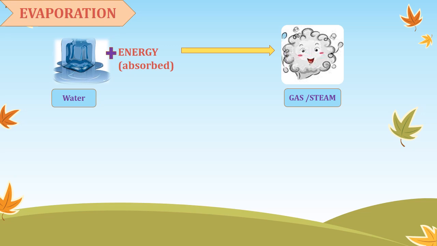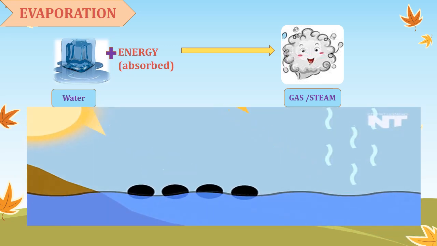Let's see what is evaporation. Evaporation is a change in the state of matter where liquids absorb energy from their surrounding and get converted into their gaseous form. Whenever we heat up water, it gets converted into steam. This is evaporation. Evaporation is a very good source of cloud formation on the land.